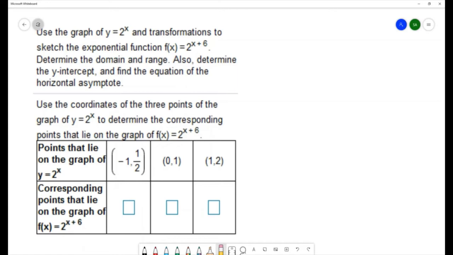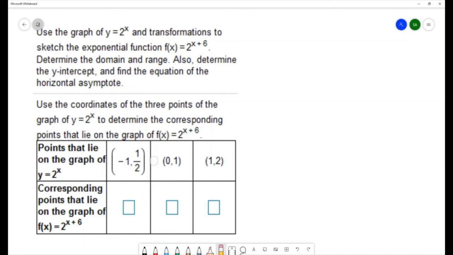On this question, we want to use the graph of y equals 2 to the x and the transformations to sketch the equation of the function f of x equals 2 to the x plus 6. We want to determine the domain and range, and also determine the y-intercept and find the equation of the horizontal asymptote. Now the first part says we want to use the coordinates of the points on the graph of y equals 2 to the x.